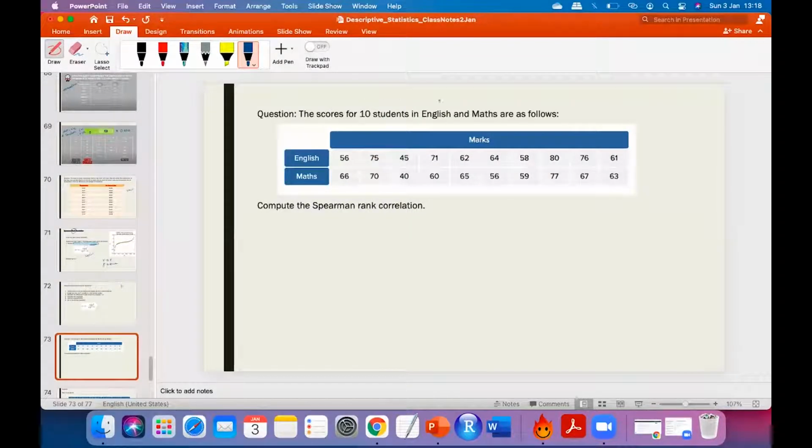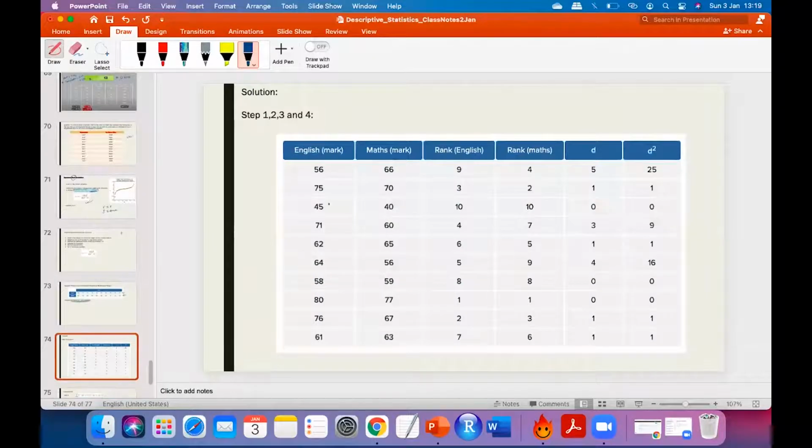Let's say the scores of 10 students in English and maths are as follows. So English marks are like this and maths marks are like this. Now I have to compute the Spearman rank correlation. Is there a relationship between maths marks and English marks? Understood the question, guys? Okay. Now, what is the first step?